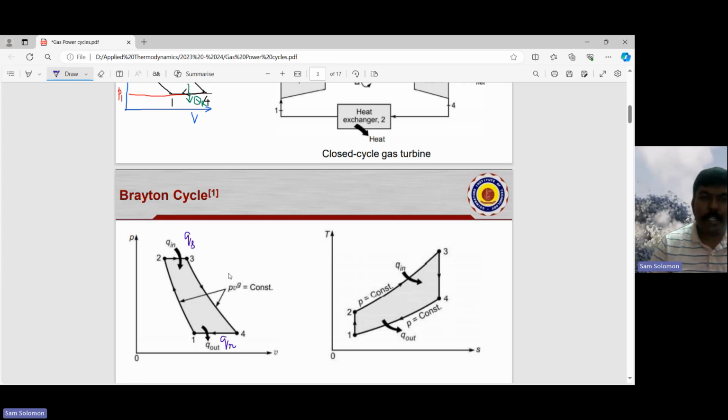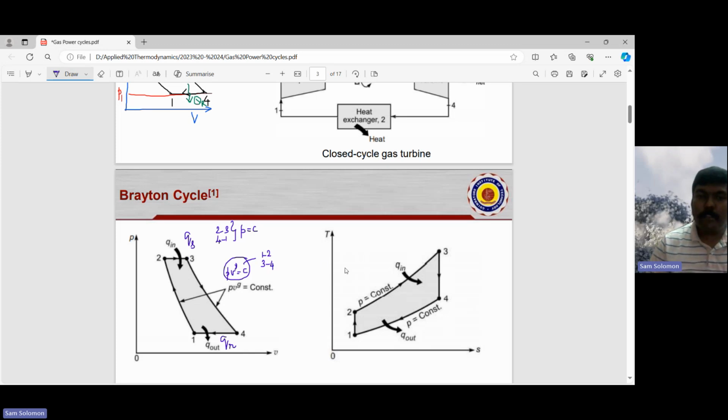Okay. And for an isentropic process, we usually represent this as PV^gamma equal to constant. And processes 2-3 and 4-1 are going to be pressure P equal to constant. So for process 2-3 and for process 4-1, it follows the law pressure P equal to constant. And PV^gamma equal to constant is applicable for process 1-2 and process 3-4.